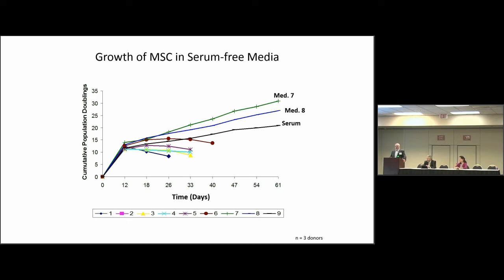So using essentially media consisting of recombinant growth factors only, we've been able to develop several. And here you see an example of an experiment where we looked at different combinations of growth factors. Several of these didn't work, but two of these, medium 7 and medium 8, performed better than serum-containing medium in this particular observation. And one of these media we've now taken forward to a GMP application as a fully xeno-free cell culture medium for MSC expansion. So we can address other aspects of the translational pathway that we need to look at.